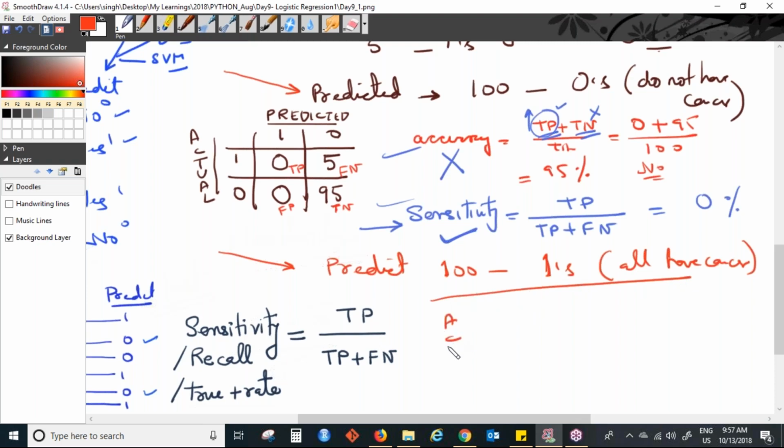Let us do that. So I will write actual, I will write predicted 1 and 0, actual 1 and 0. Now tell me these numbers, guys. What will be this number?